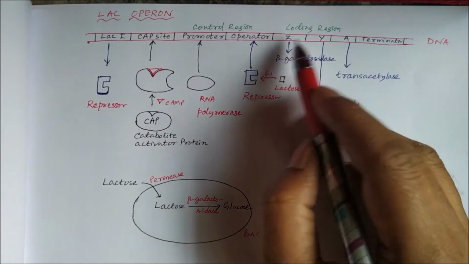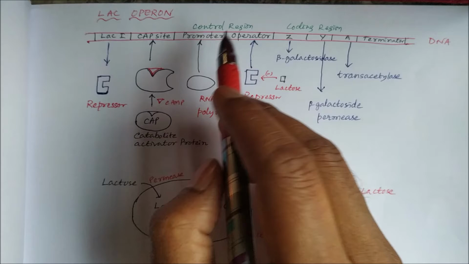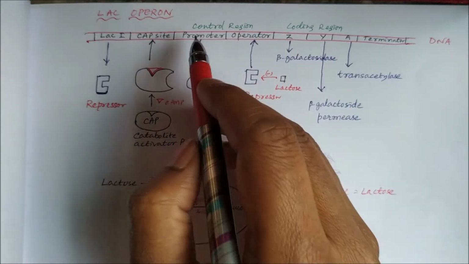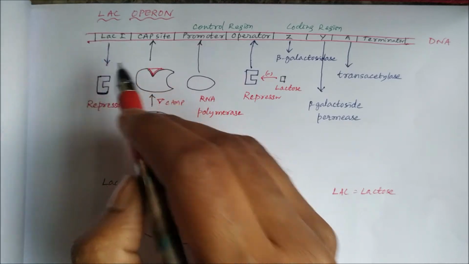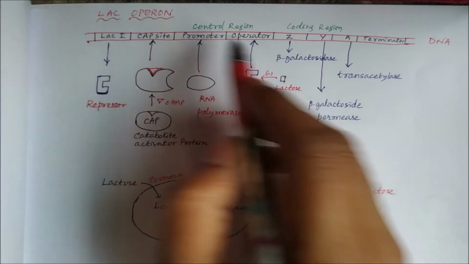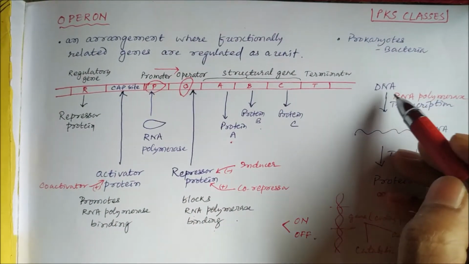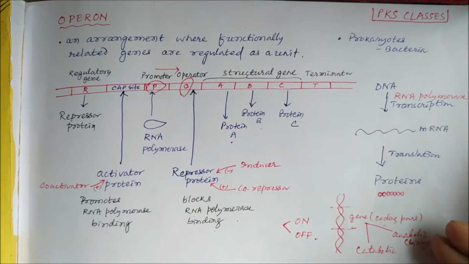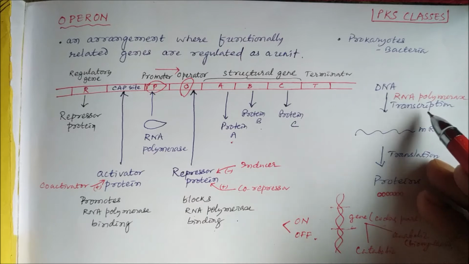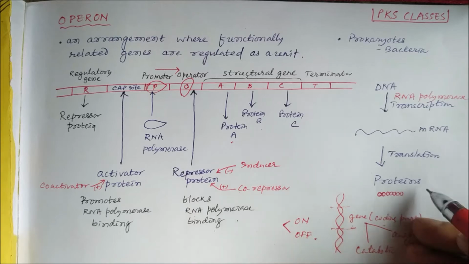Since these three genes are functionally related, they function together, and they have a common operator, a common promoter, and a common regulatory gene, which is called Lac I. So what happens in the Lac Operon? We need RNA polymerase because that will convert this DNA to messenger RNA by the process of transcription. Messenger RNA then provides the information for the required protein to be synthesized.